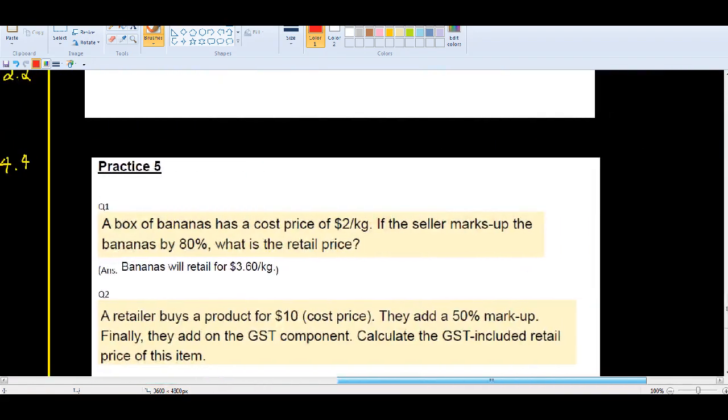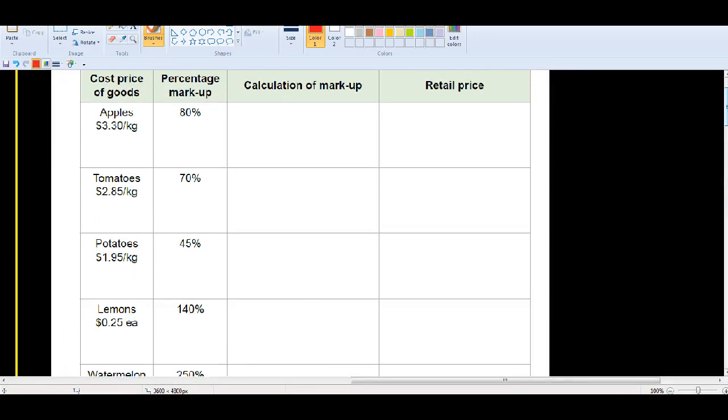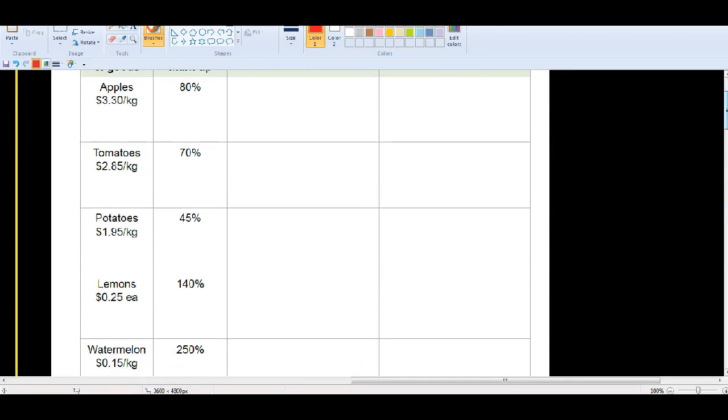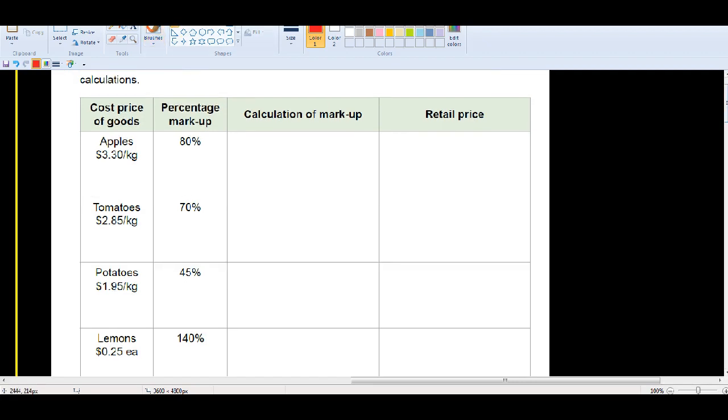Okay, let's go to another one. Here's a table for different kinds of goods, and we have different percentage markups and the cost price of each type of goods, and you need to find the markup and also the retail price. Let me do the first one for you. Apples, the cost price is $3.30 and the percentage markup is 80%.